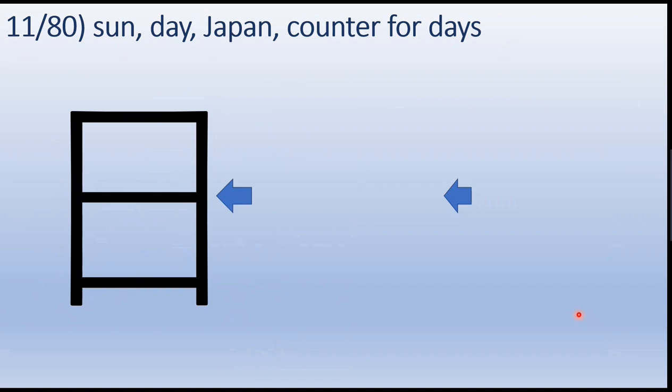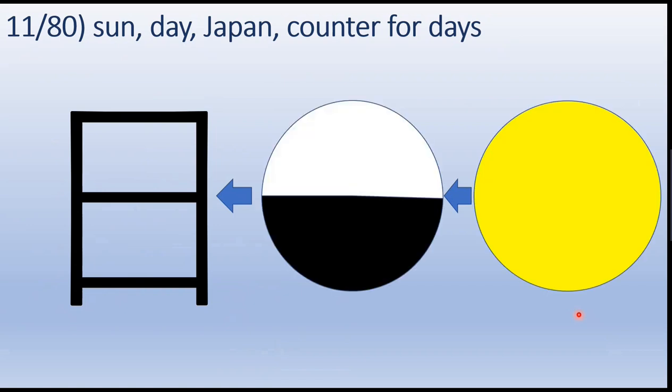And now let us see from where it came. This is the sun. Sun makes day and night, and that's why from here this symbol has come, and these two compartments represent day and night. The next, the 12th kanji character, white.